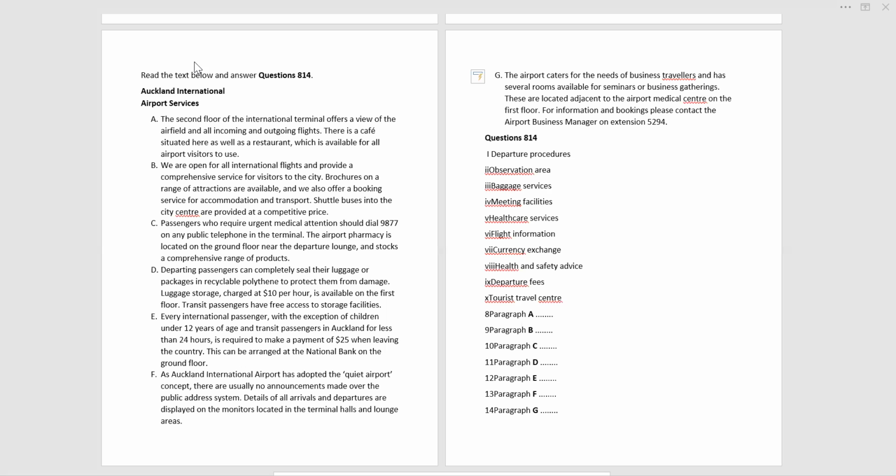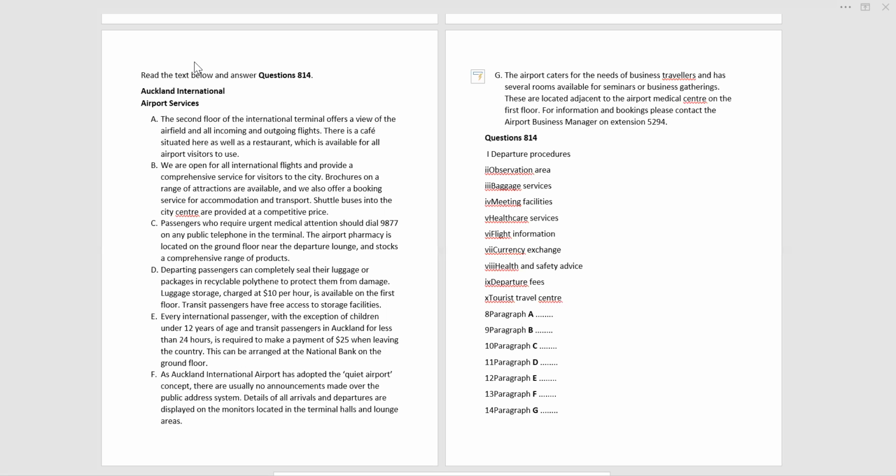Then departing passengers can completely seal their luggage or packaging in recyclable polythene to protect them from damage. Luggage storage, charged at $10 per hour, is available on the first floor. Transit passengers have free access to storage facilities. So D is talking about the luggage things, the storage facility. So that is 3, baggage services, right? This is talking about storing the luggage, just protecting it.